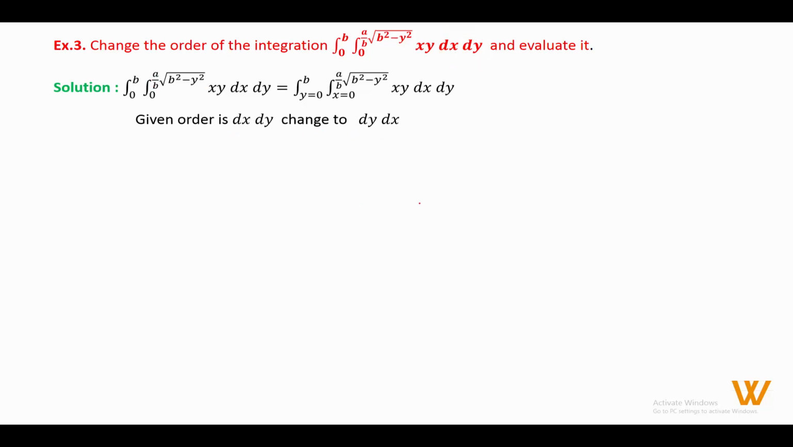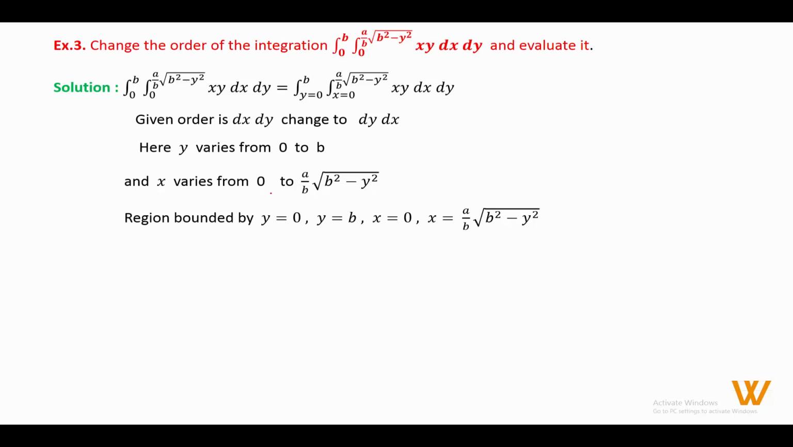Now find the new limits of this new order. First draw the diagram by using the given limits. The limits of integration are y varies from 0 to b and x varies from 0 to a upon b square root b square minus y square. Means the region is bounded by y equal to 0, next one y equal to b, x is 0, and x equal to a upon b into square root b square minus y square.